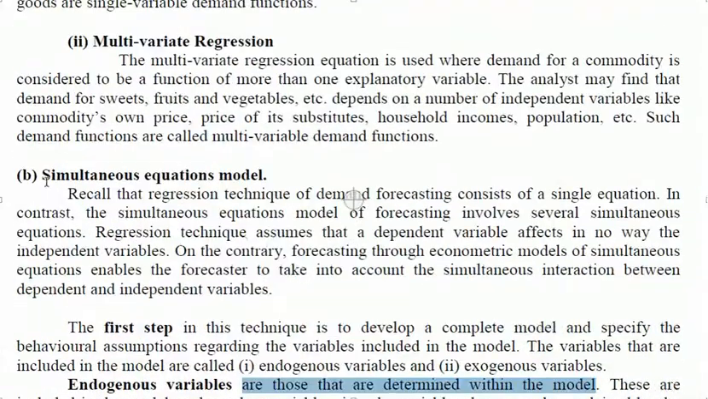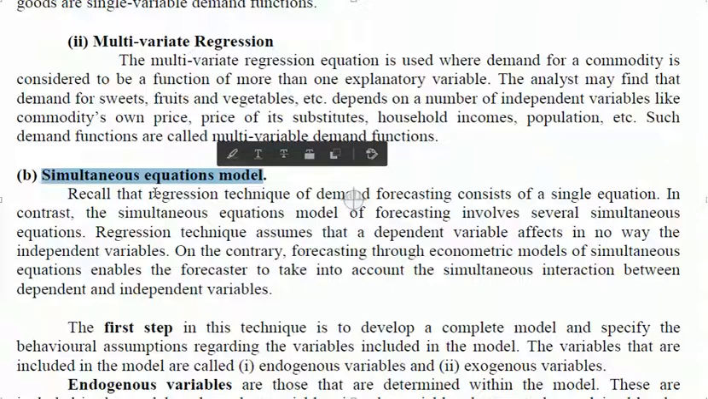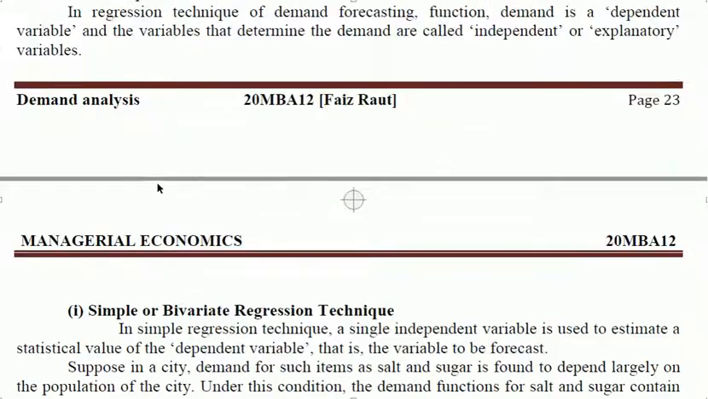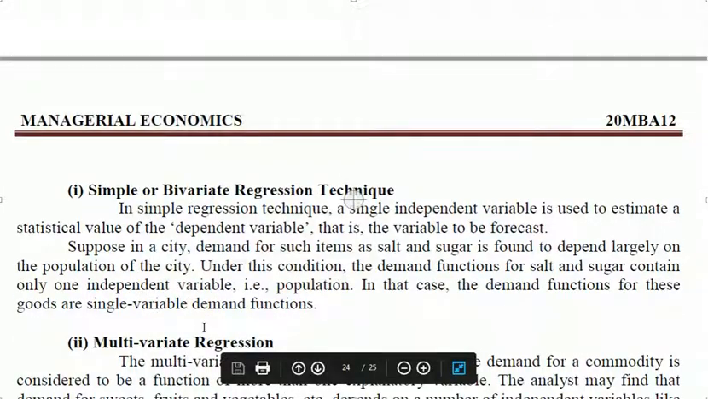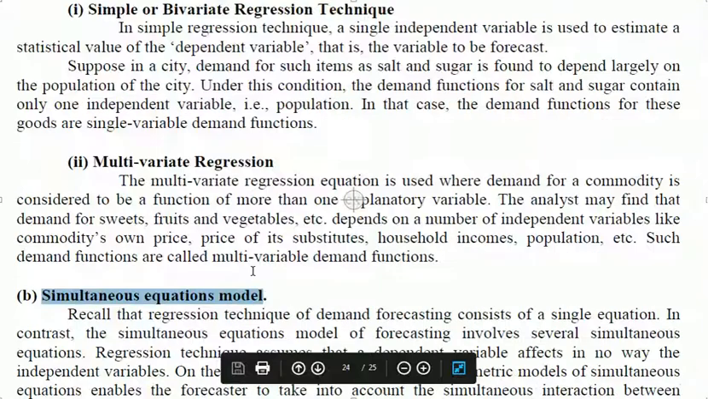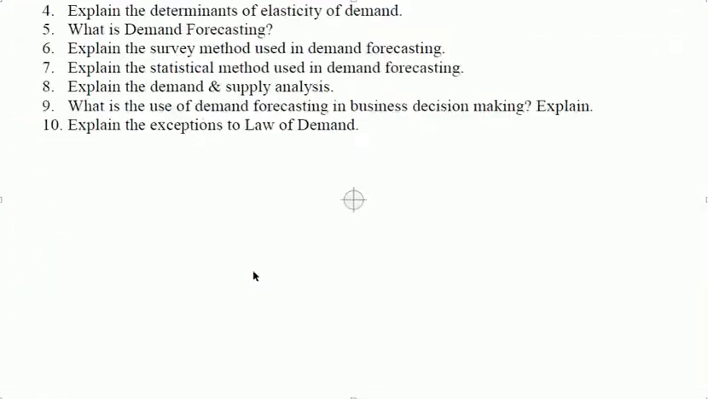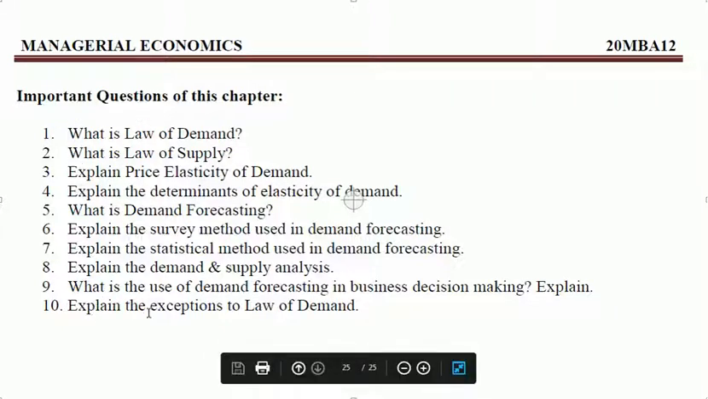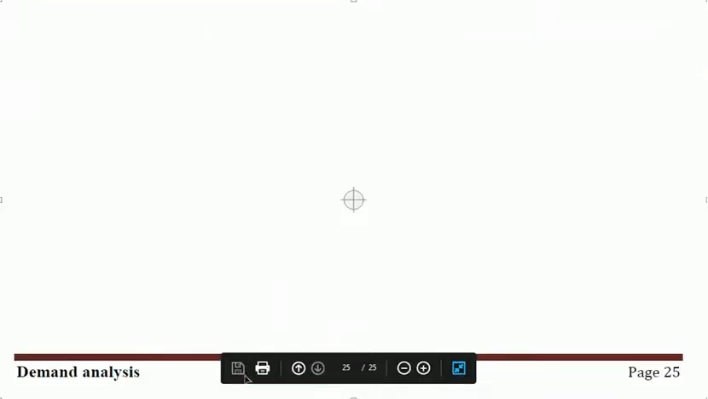Just remember the headings. For example, the simultaneous equation, and then the regression method, what is bivariate, what is multivariate. Remember the headings, and understand what is there in each, so that you can write on your own as well. So this completes our second module. Some important questions which I felt from this chapter can be given are given. Don't ignore these.